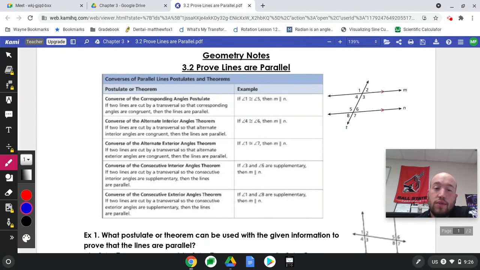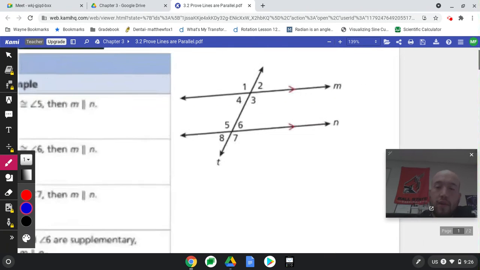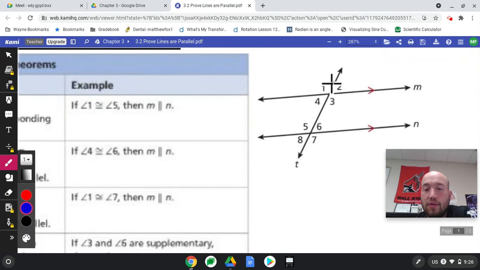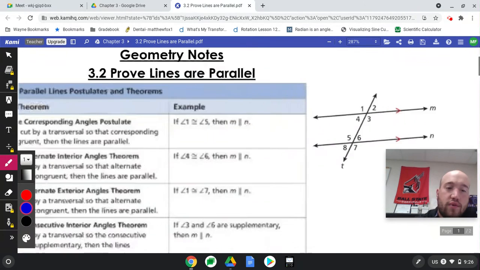Yesterday we said if two lines are parallel, then for example 1 and 5 are corresponding angles, so if these two lines are parallel, then 1 and 5 have to be congruent. Well, today we are doing the converse.